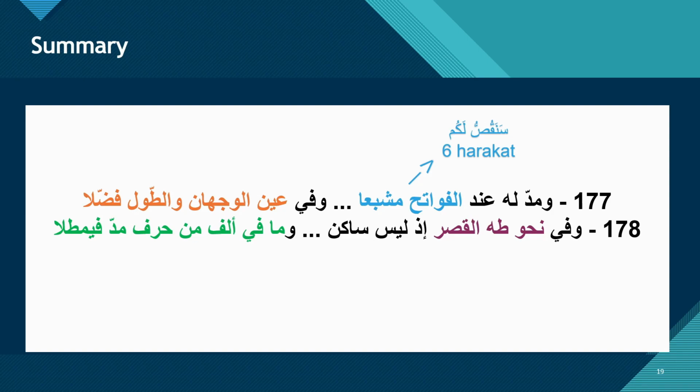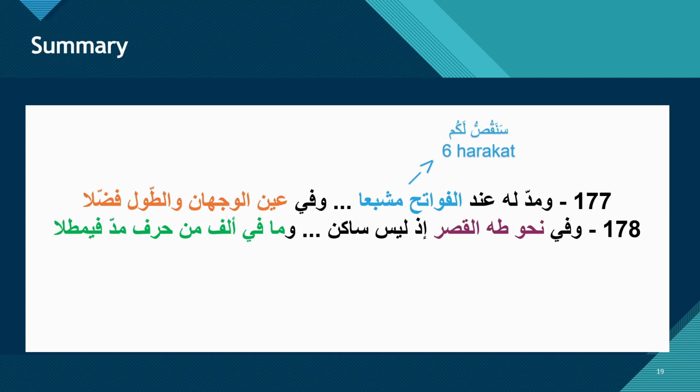Okay, there's another term for it. Instead of saying 6 harakat, they also call it ishba'. So مد له عند الفواتح مشبعا: on the fawatih of the surah, the beginning of the surah, increase it ishba', 6 harakat. What is it? It is سنقص لكم, which he said has only one option, which is 6 harakat. سنقص لكم, this is one group of the 4.